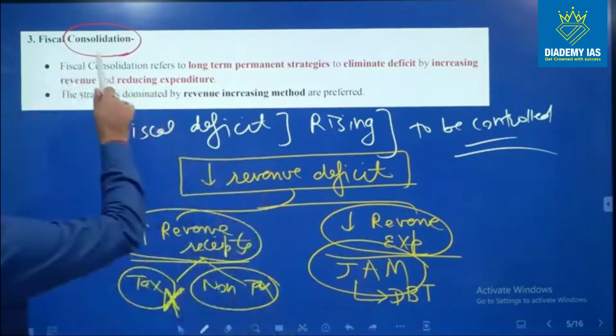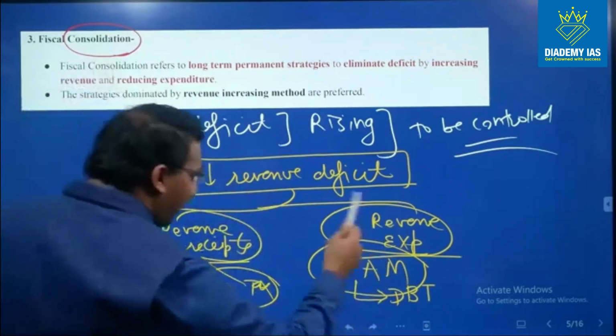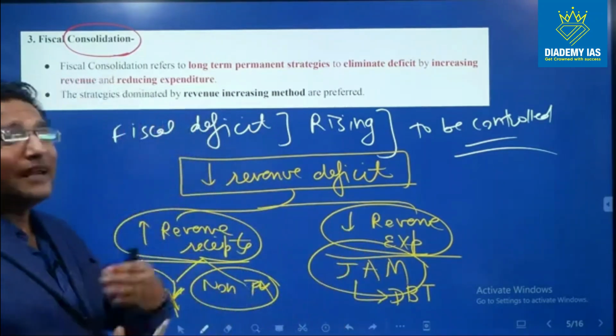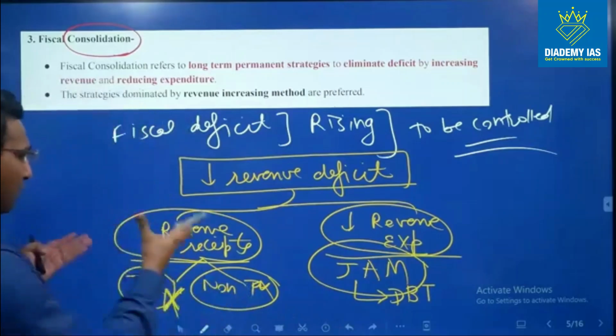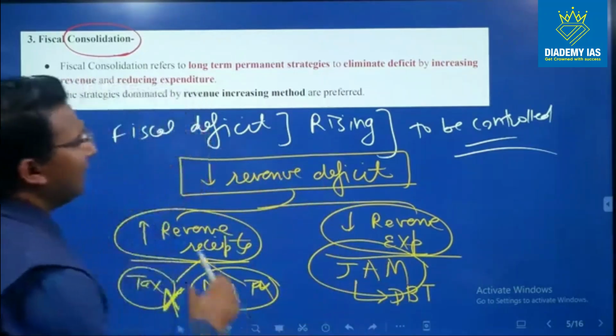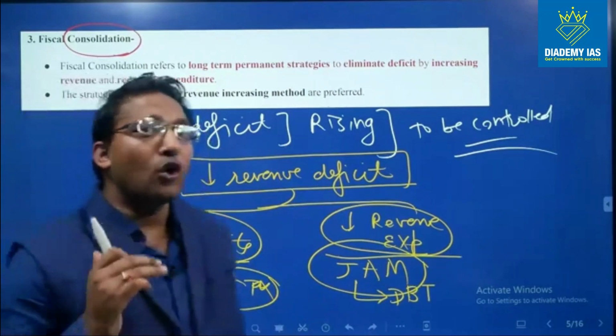So fiscal consolidation means these kinds of strategies, and then there can be many more such ways out to increase the revenue receipt and decrease the revenue expenditure in the long term, right? So this is the long term strategy.